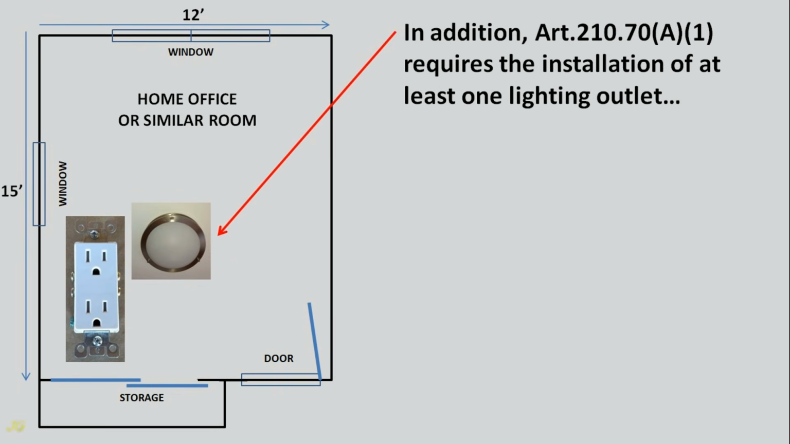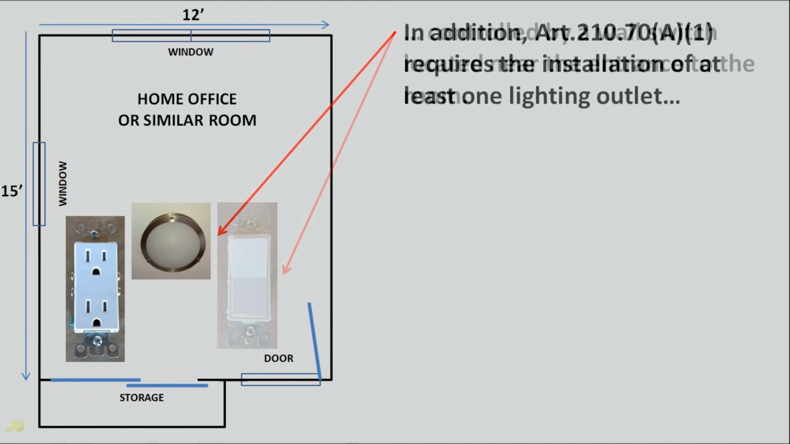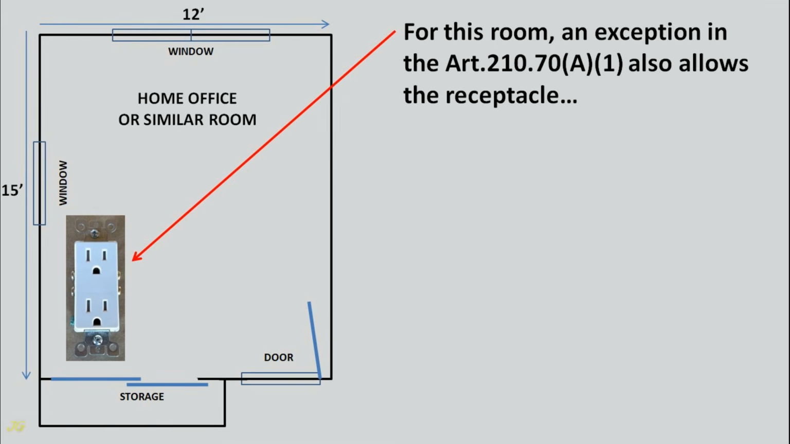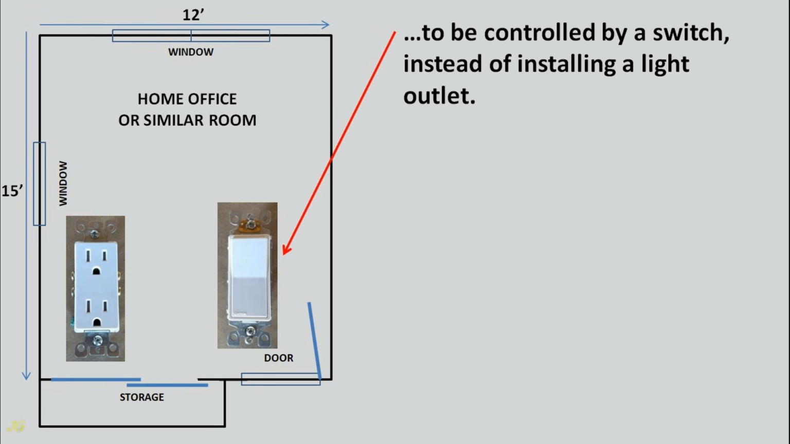In addition, Article 210.70(A)(1) requires the installation of at least one lighting outlet controlled by a wall switch located near the entrance to the room. For this room, an exception in Article 210.70(A)(1) also allows a receptacle to be controlled by a switch, instead of installing a light outlet.